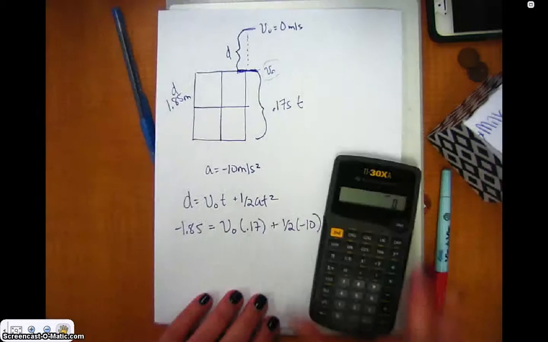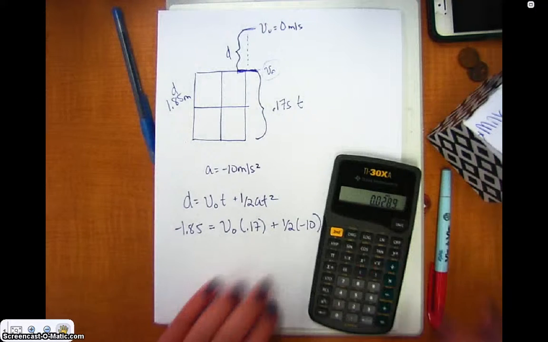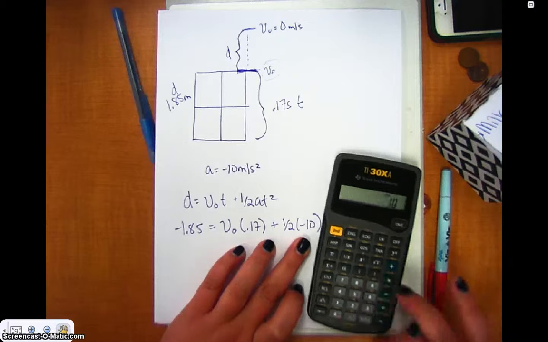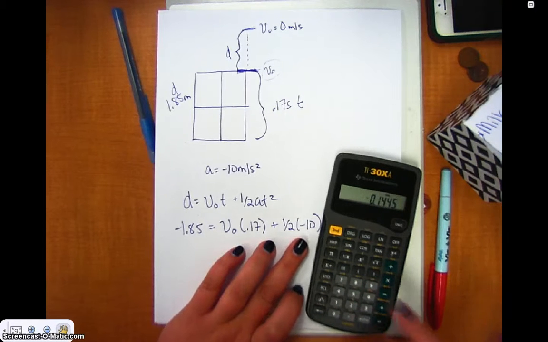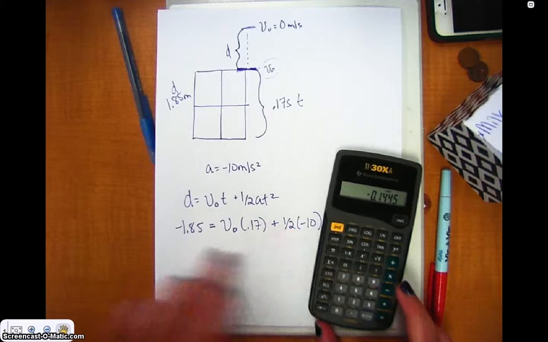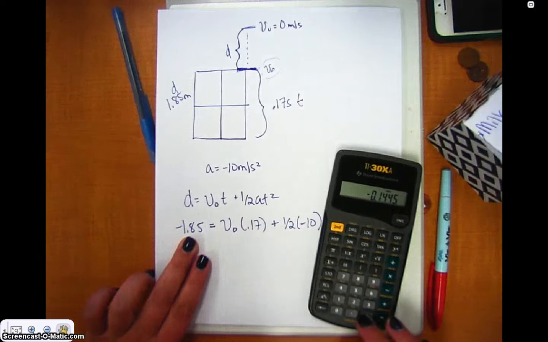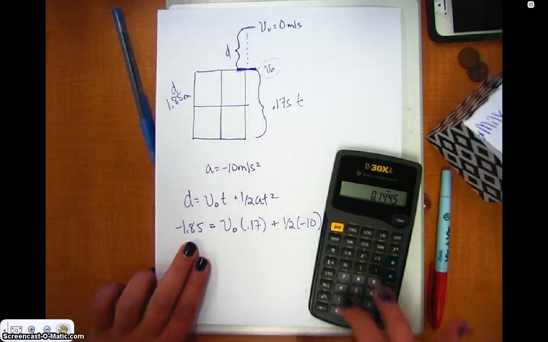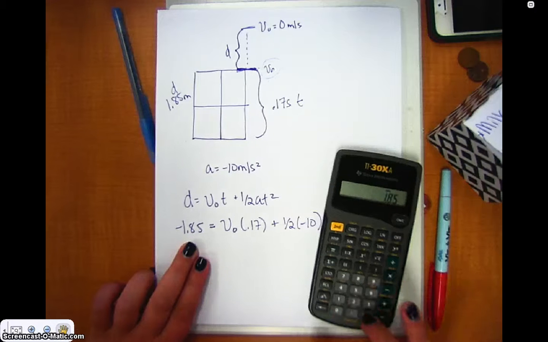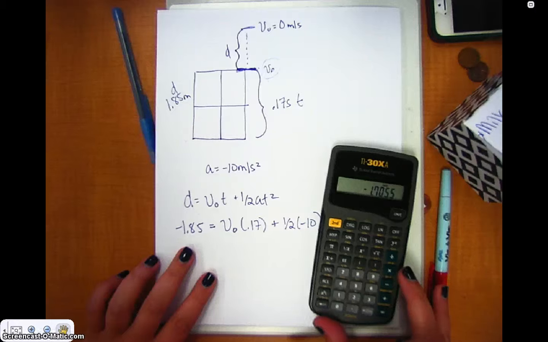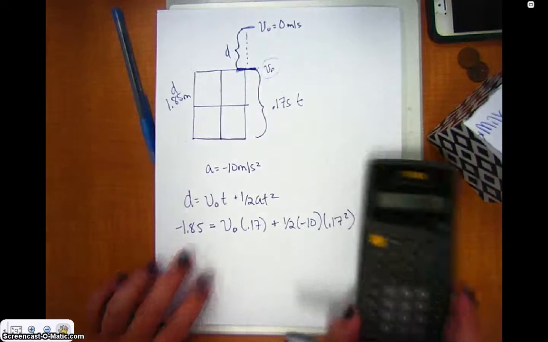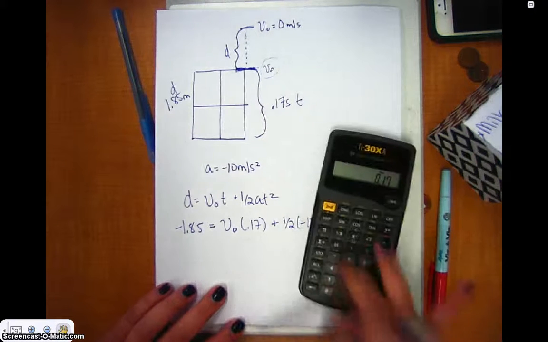So let's see what I get here. 0.17 squared times 10 times 0.5 gives me this. It's actually a negative number, right? But we're going to add it over here to this side, right? So we'll say add to 1.85 negative. And then I will divide by 0.17.